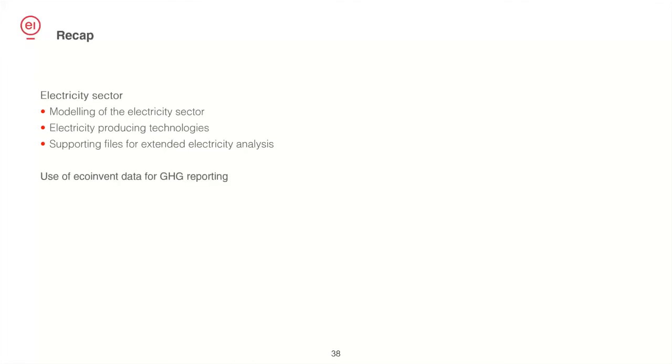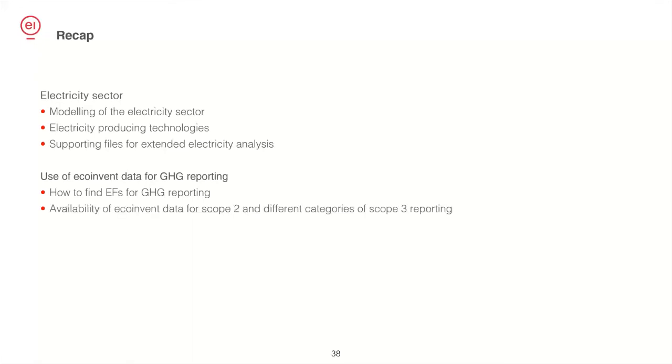In the second part of the webinar, we talked about the use of the ecoinvent data for GHG reporting. We first explained to you how to find emission factors for GHG reporting. We then talked about the availability of ecoinvent data for Scope 2 reporting and the different categories of Scope 3 reporting. And finally, we also gave you an explanation on what those ecoinvent emission factors actually include.